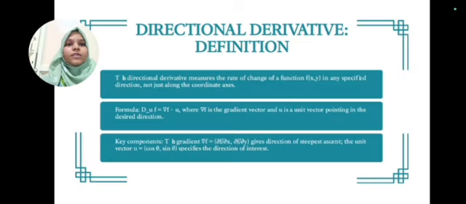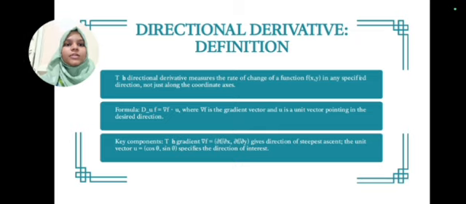Directional derivative definition. The directional derivative measures the rate of change of a function f of x, y in any specified direction, not just along the coordinate axis. Formula for directional derivative: the directional derivative of f in the direction of u is equal to del f dot u, where del f is the gradient vector and u is a unit vector pointing in the desired direction.